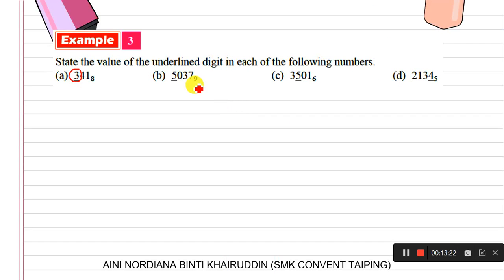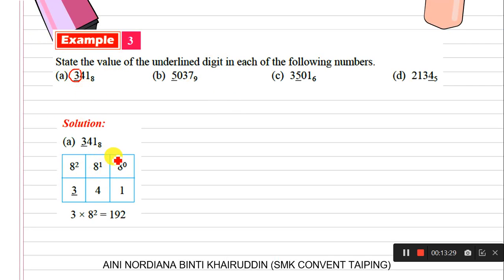Alright, so have a look at this example. We want to know this digit value. So this is how we calculate. You do it in the form of a table here. The first row is actually the place value. Okay, place value. So this is the underlined digit. So in the second row, you write the number 341.